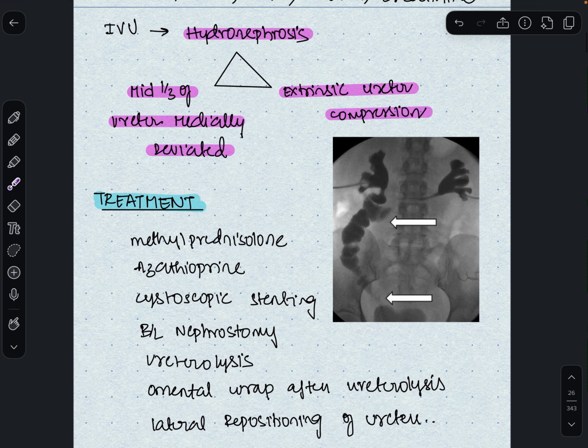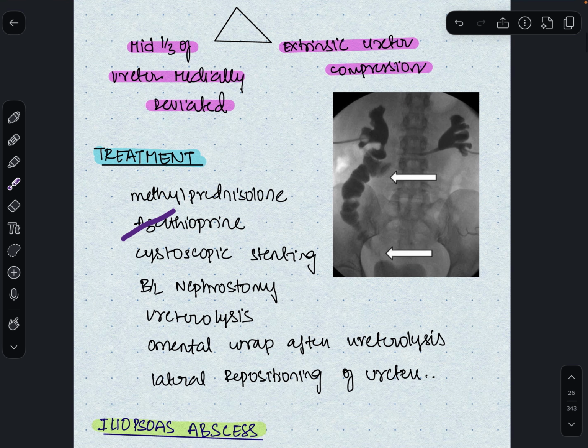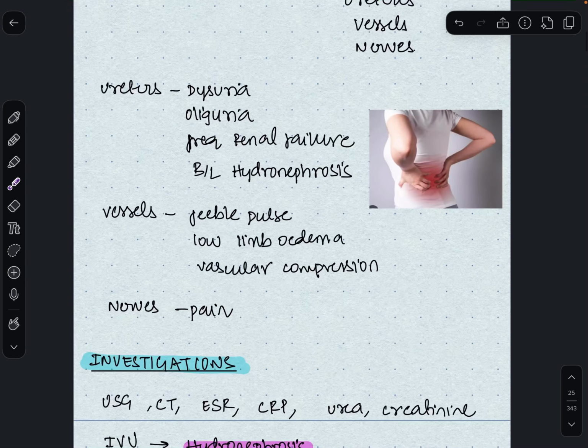So coming to the treatment, for this hydronephrosis, you can do nephrostomy. For this, you can do ureterolysis and omental wrap after ureterolysis. For this, you can do lateral positioning of the ureter. Along with that, 2 drugs, which are azathioprine and methylprednisolone. So this is about retroperitoneal fibrosis.